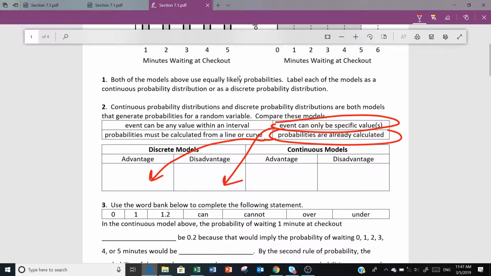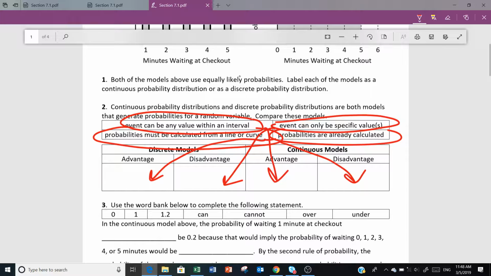Okay, continuous models. What's an advantage of a continuous model? It can be any value between an interval. You can wait in the line anywhere between 0 and 5 minutes. That's the advantage. So that means that the disadvantage is that you have to actually calculate the probabilities now. And we haven't talked about how to calculate the probabilities. It's a little bit different. We're now calculating the probabilities from a line or a curve.